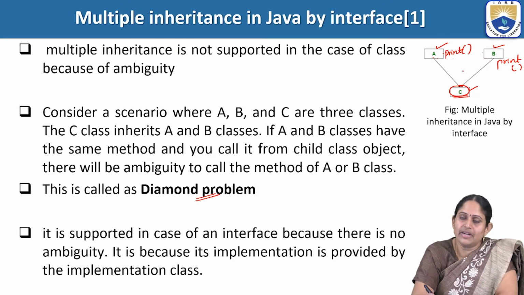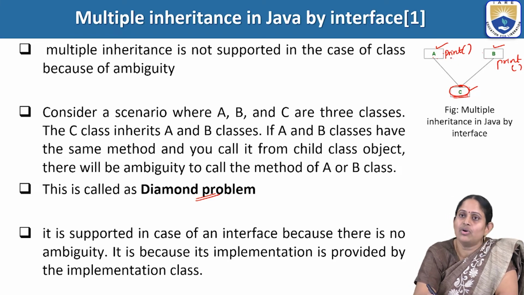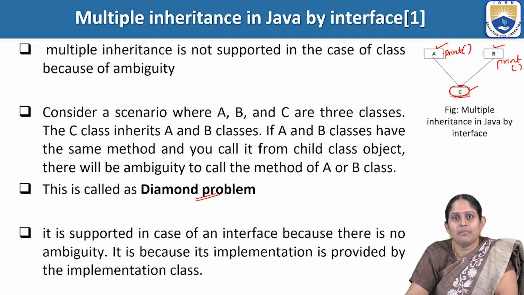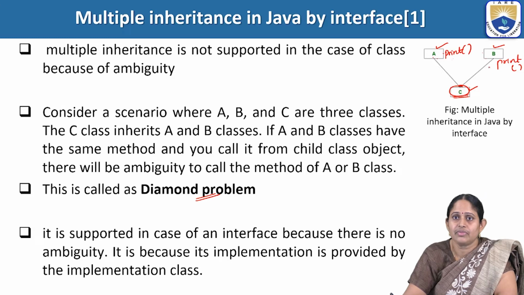So in order to prevent this problem, multiple inheritance is supported by the use of interfaces in Java. So when we are using interfaces in Java, what happens? The method won't have any body. So it is the class which has to provide the implementation for those particular methods. So the class can apply its own implementation to those abstract methods.